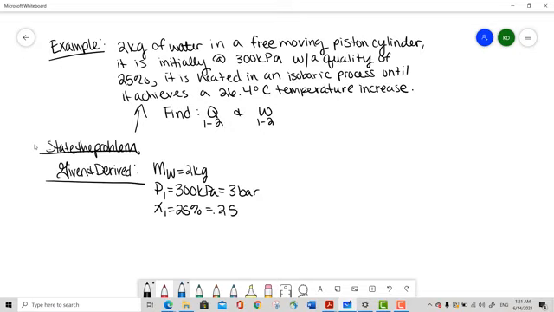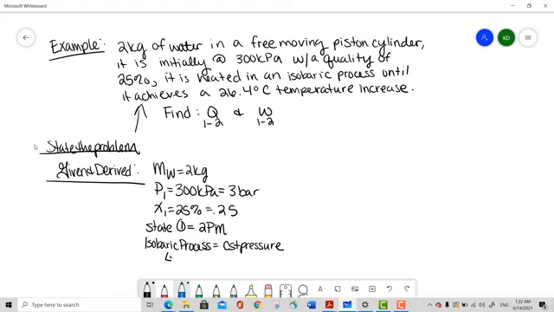We know that state 1 is a 2-phase mixture. Why do we know that? This is derived because we have quality, right? Because quality only occurs under the dome. So we know that state 1 is a 2-phase mixture. We also know that it's an isobaric process and that this is constant pressure.